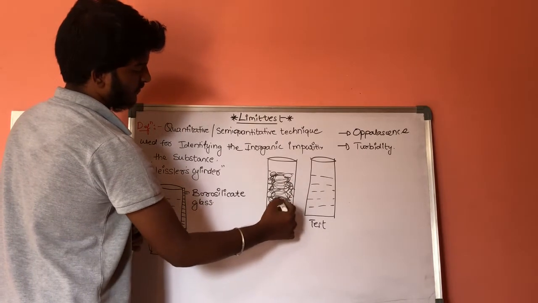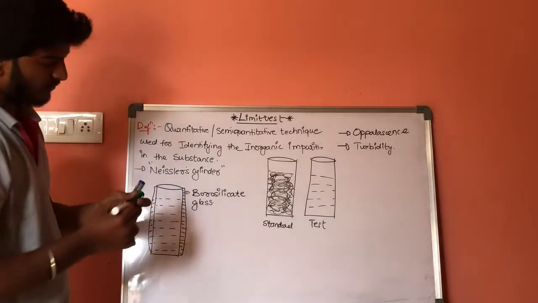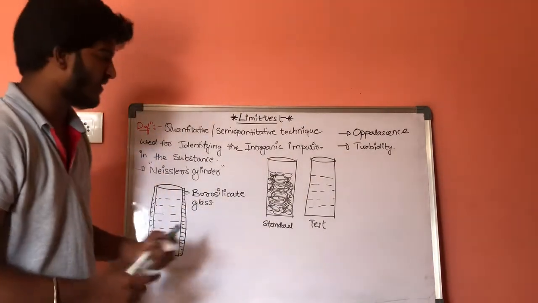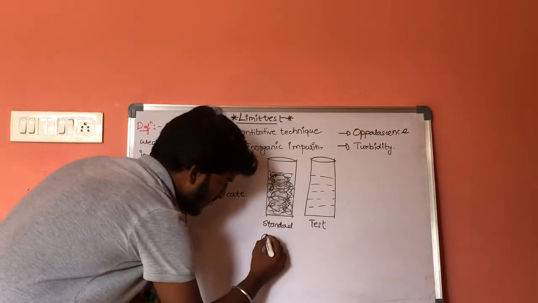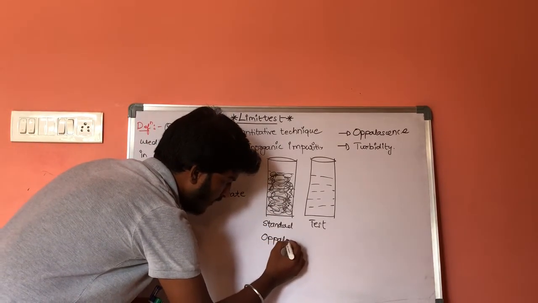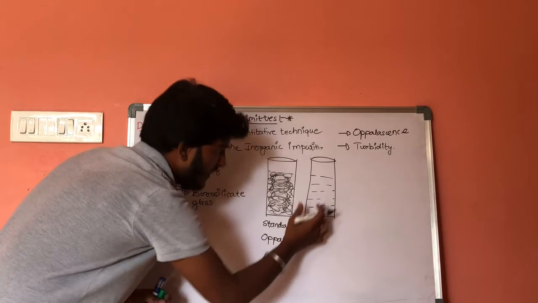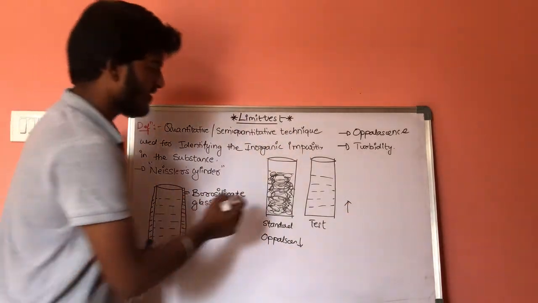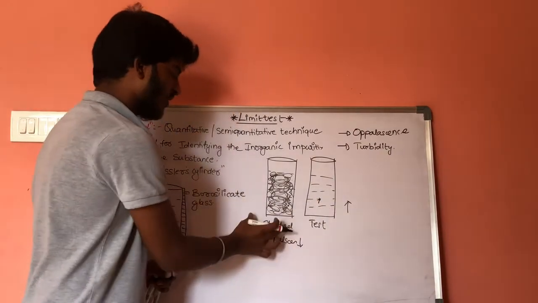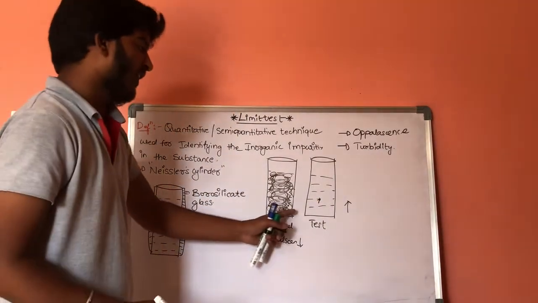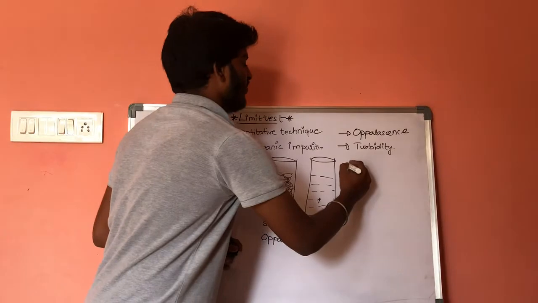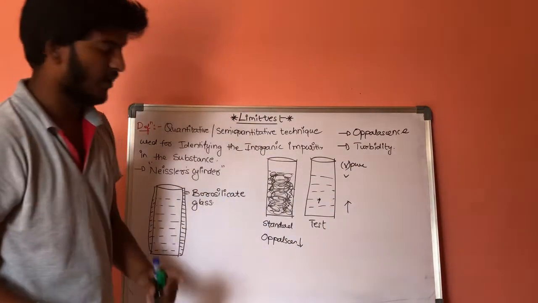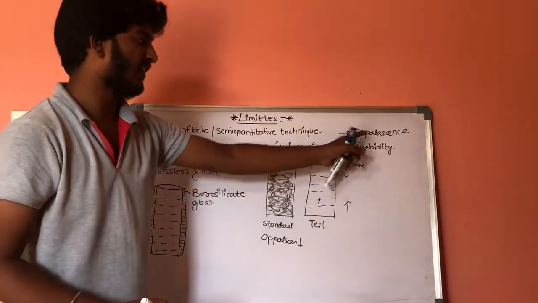If we consider the opalescence, in this case the opalescence will be less. In this case the opalescence will be more. So if the opalescence in the test is greater than that of standard, then it is said to be pure form. Now this is with regard to the opalescence.